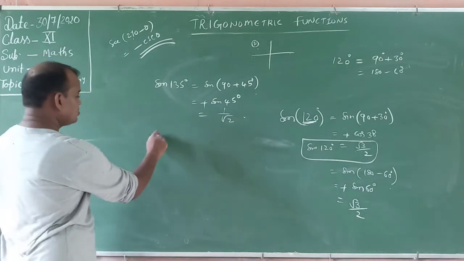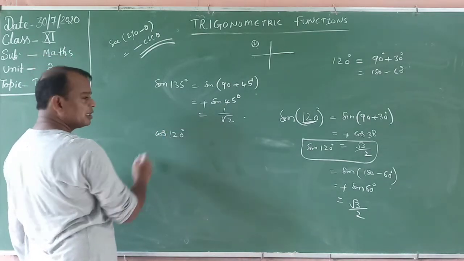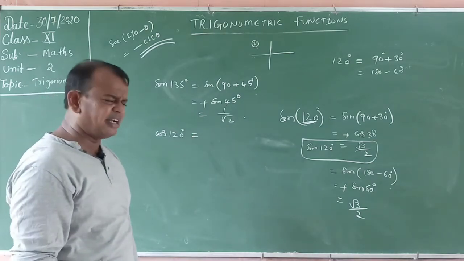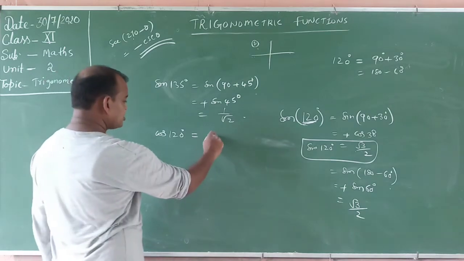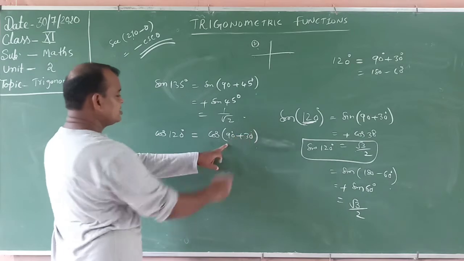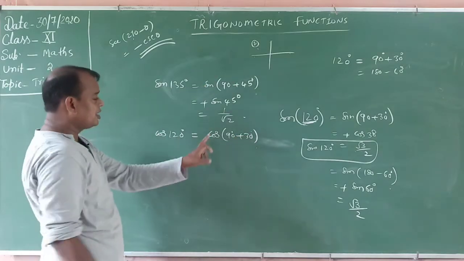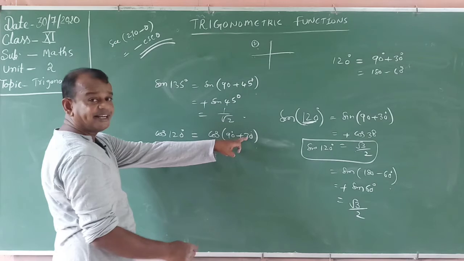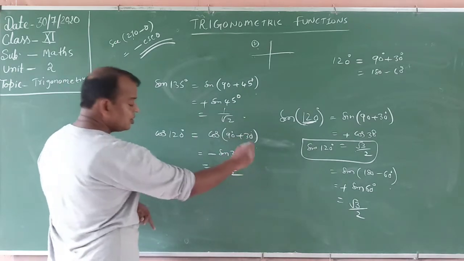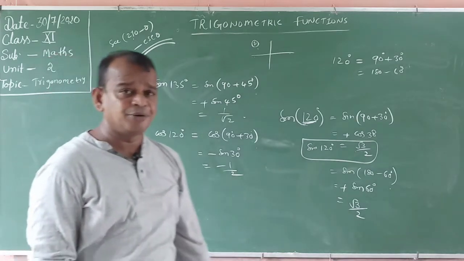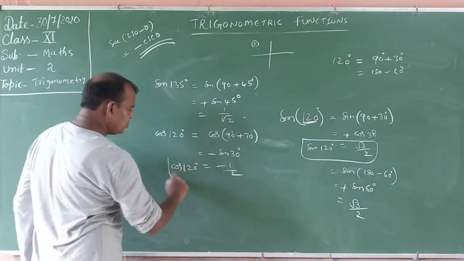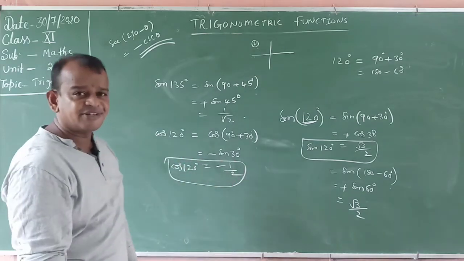Now we will take the cos values. Cos 120 first. Remember the values, each and every value. Cos 120 degrees, we write as 90 plus 30, or 180 minus 60. Cos of 90 plus 30. 90 plus theta, which quadrant? Second quadrant. In the second quadrant cos is negative. 90 plus theta means cos will be changed into sine. That equals minus sine 30. You remember the value, sine 30 is 1 by 2. So cos 120 is equal to minus 1 by 2.